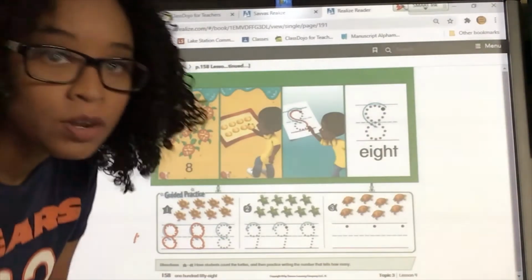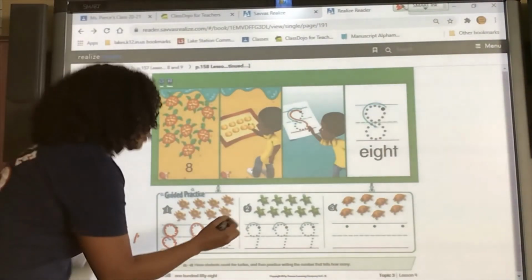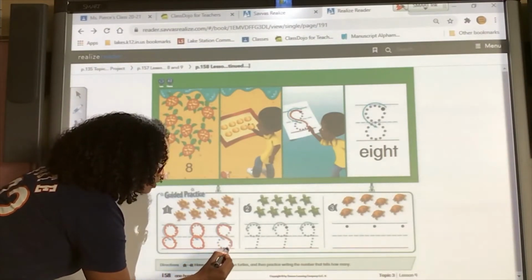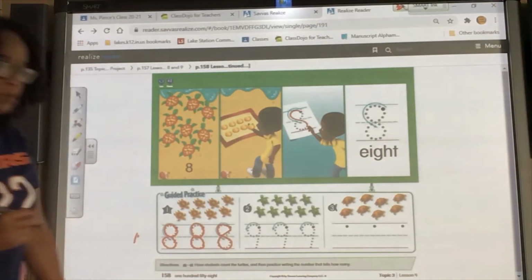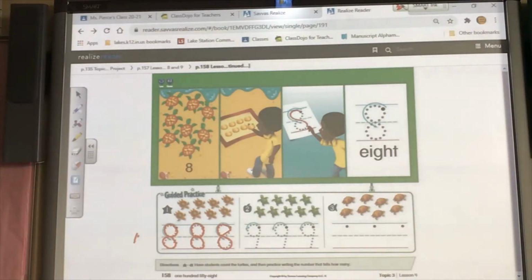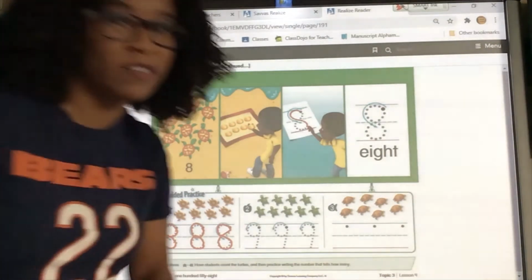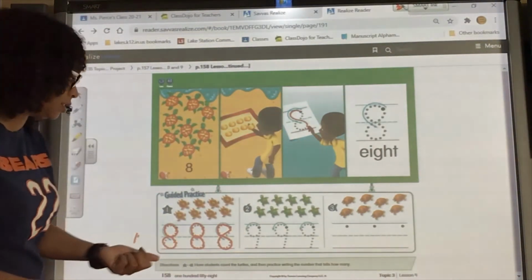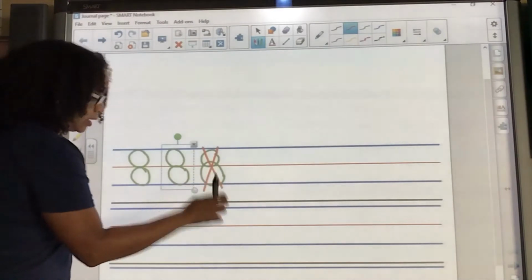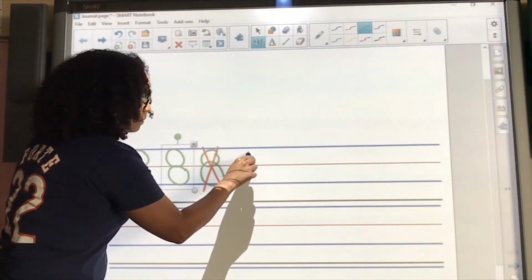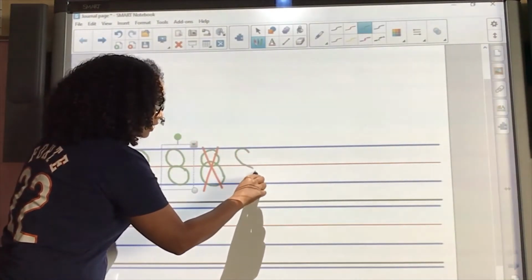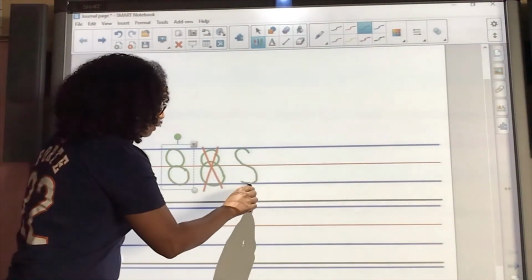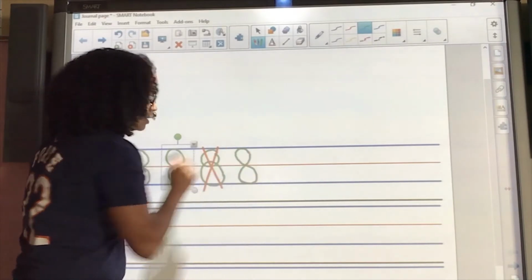Now another way you could write an 8 is you start at the top, you come around, slant, around, and connect. Sometimes when we're first learning to write the number 8, this way is a little hard to get it perfect. So again, you start at the top, you come around to the middle, slant, kind of like the letter S, but then you keep going and connect.